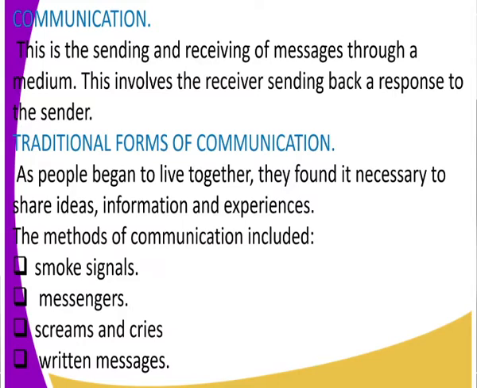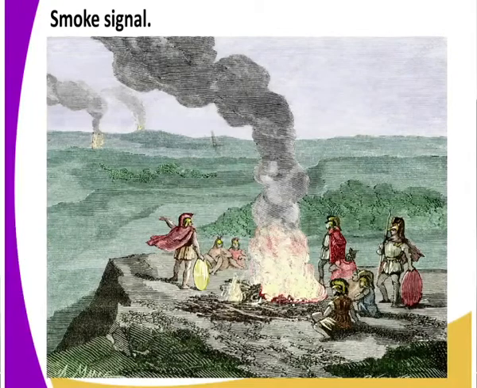As people lived together, they found it necessary to come up with a way of communicating information and ideas. What are some of these methods of communication in traditional society? Let us look at a few of the means or channels of communication. We had smoke signals. As you can see there, people have lit a fire, and now the smoke is communicating something. That is how people in traditional society would communicate. Wherever people saw smoke, they would know there was something in that place, and they could go to the place of the smoke. That is one means of traditional communication.